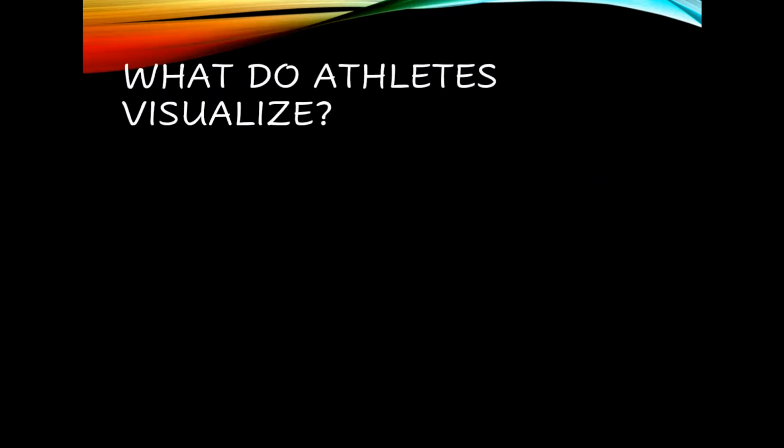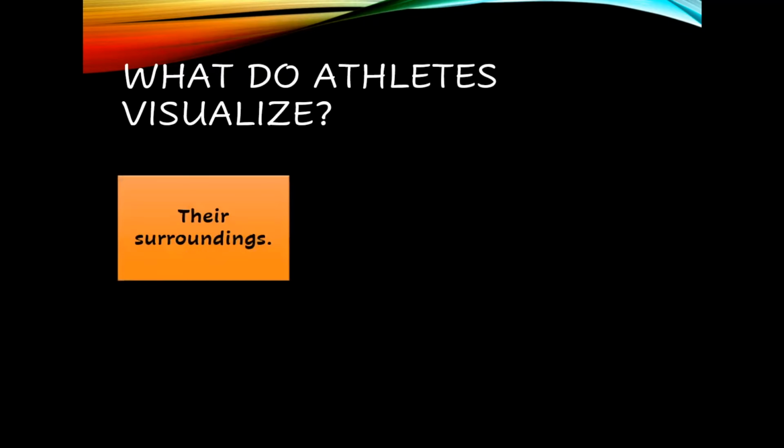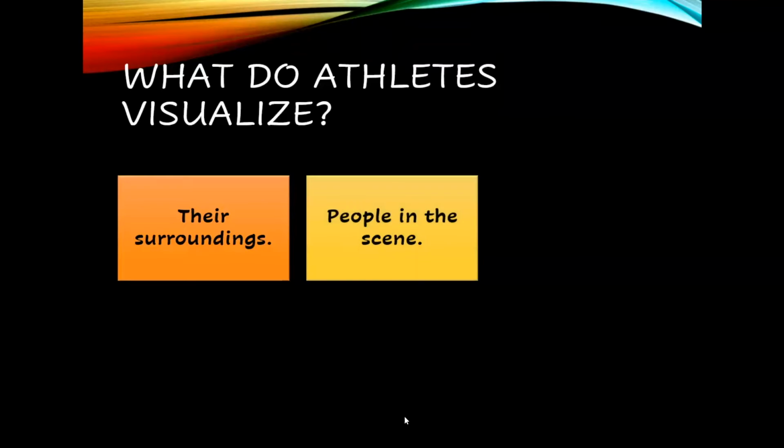All right. So what specifically do athletes visualize when they're practicing imagery? One of the big things, pretty obviously, is their actual surroundings, whatever building they're in, the field that they're on, their setting. The biggest thing that athletes like to visualize is their setting. They might visualize other people in the scene. For big stadium sports like football, basketball, and baseball, they could visualize the stands full of people, or maybe they're visualizing their coach or teammates on the sidelines, whatever the case may be.